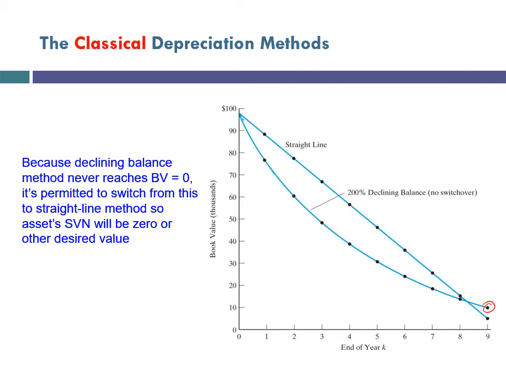And in that case, we can switch from the declining balance method to the straight line method. So what does it mean? These two curves, as you can see, intersect here, and it means that until that point we use the declining balance method, and after this intersection we start using the straight line method. Whichever is minimum, we use that alternative.